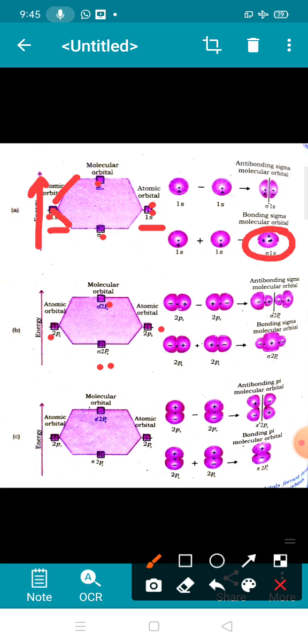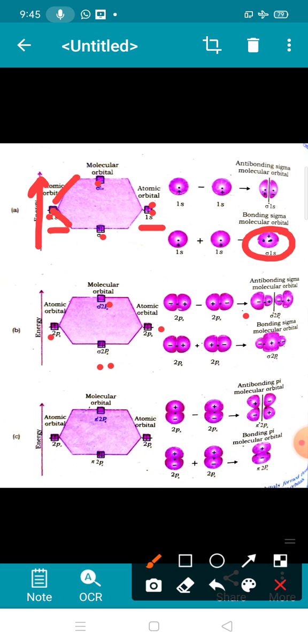Whereas when they undergo negative operation, you can see the symmetry also, minus plus minus plus. And in between there is a nodal plane where there is no electron. So sigma star is very, very unstable.